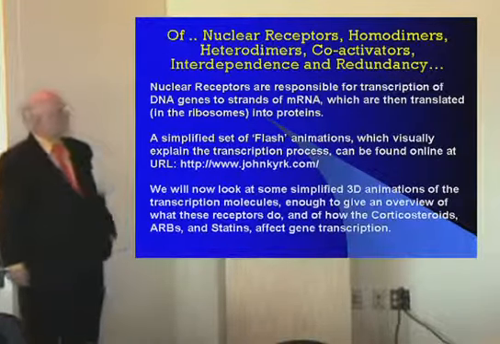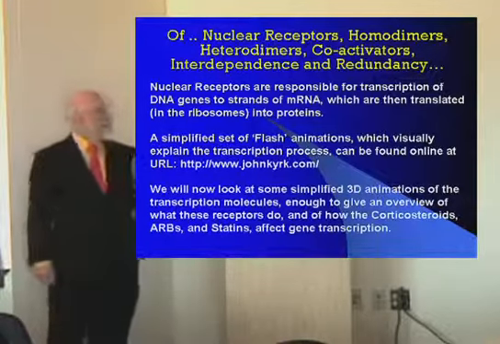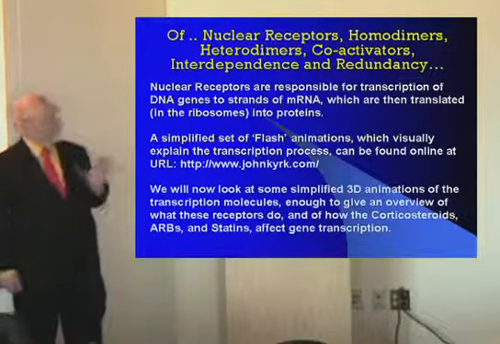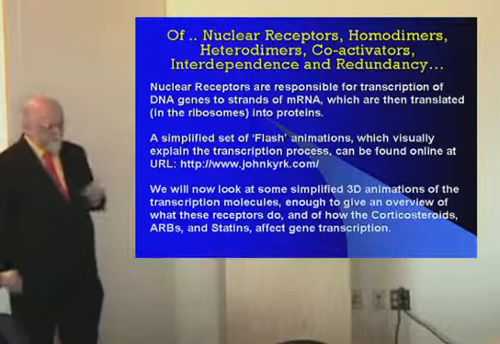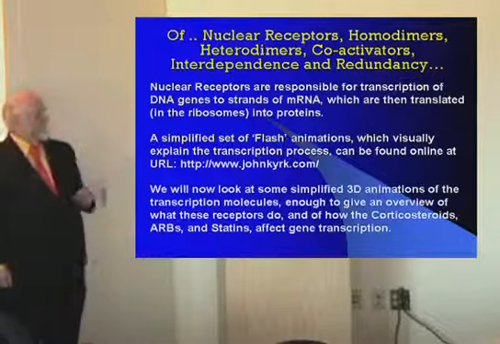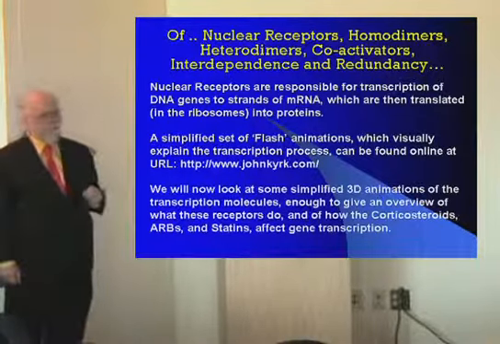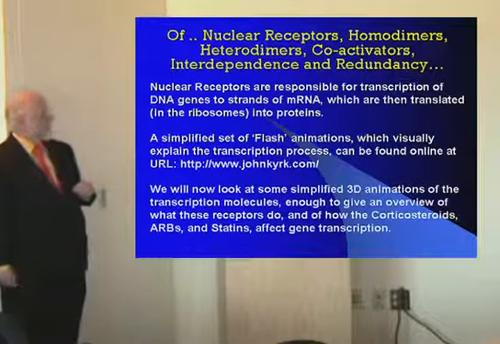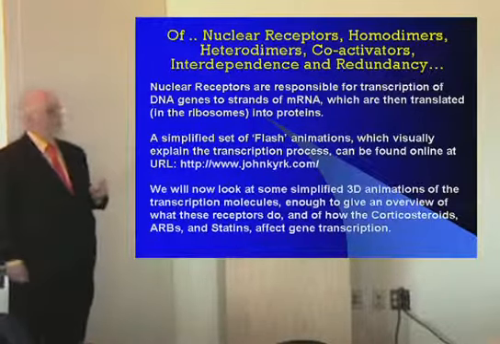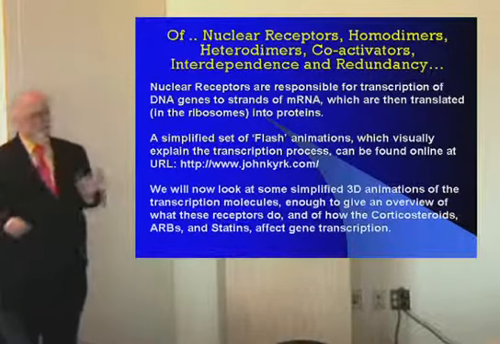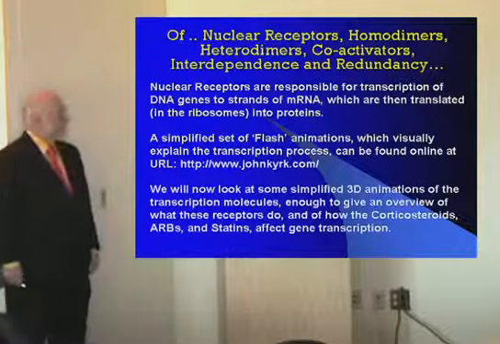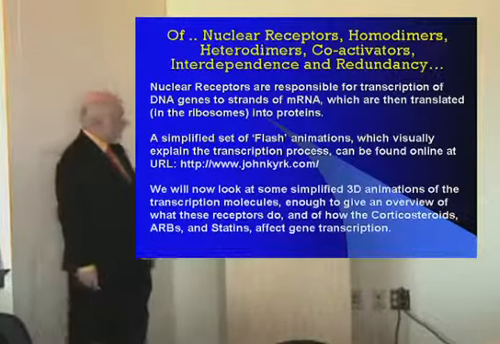But what these nuclear receptors are responsible for is transcription of DNA genes to strands of mRNA, which are then translated in the ribosomes into proteins. Now, if you want some basic genomics tutorials, there is a simplified set of flash animations at that particular URL, which I've found to be particularly simple to understand and yet quite accurate. So we're now going to look at some simplified 3D animations of these transcription molecules, just enough to give an overview of what the nuclear receptors do and how the corticosteroids, ARBs and statins affect gene transcription.